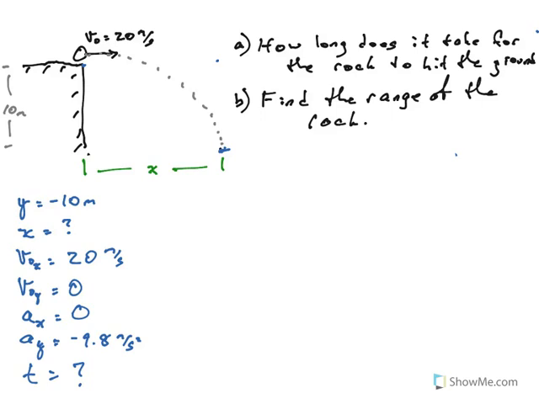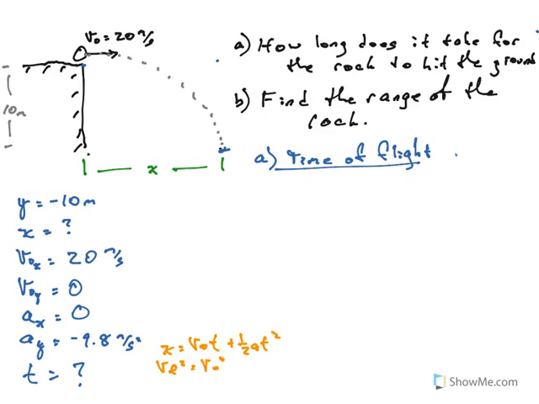Now let's look at how to solve the problem. Part A. I want to know the time of flight. That is, how long does it take for the object to hit the ground? I have exactly the same equations. Okay, what are those equations? Well, let me write them here. x equals v naught t plus 1/2 a t squared. vf squared is v naught squared plus 2ax. And acceleration is vf minus v naught over t. Same three equations.